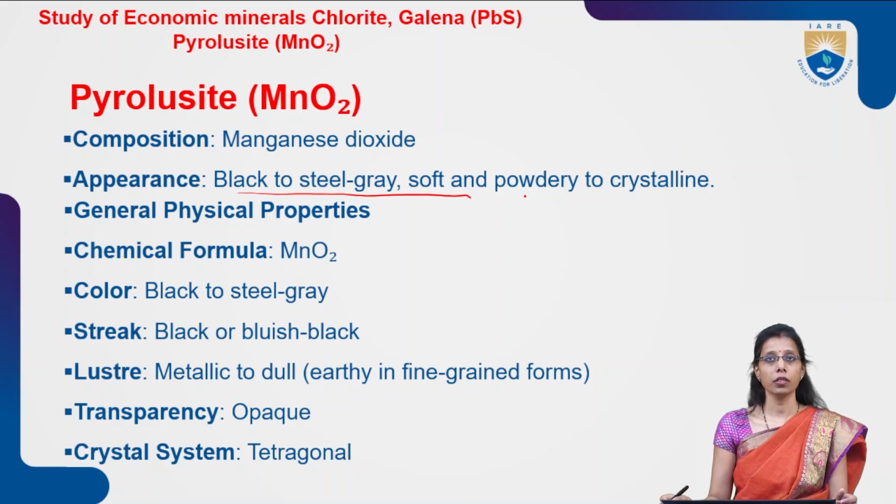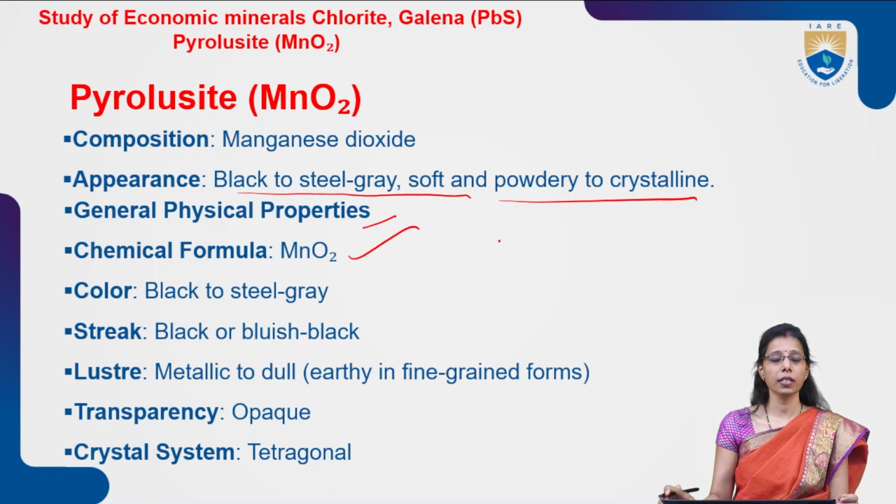So when you see the color of this pyrolusite, it looks black to steel gray, with a soft, powdery to crystalline appearance. When you talk about the general physical properties of pyrolusite, the chemical formula is MnO2, the color is black to steel gray, and the streak of this pyrolusite will be black or bluish black.